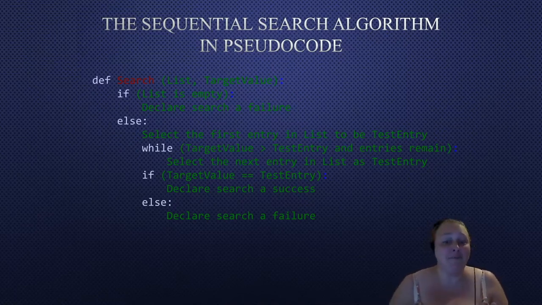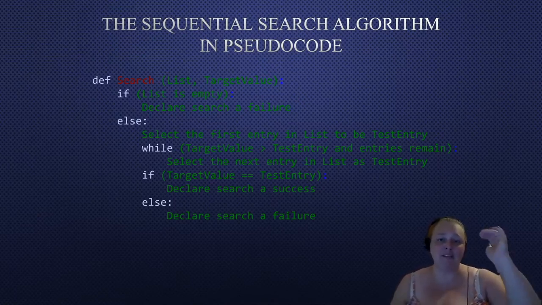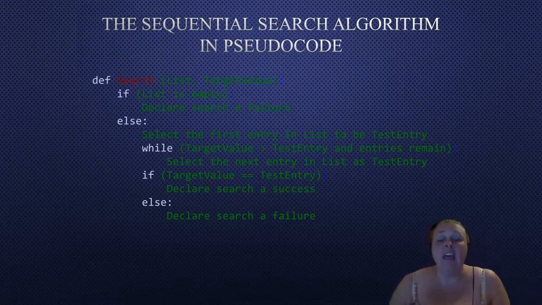If the list is not empty, we're going to select the first entry in the list to be the test entry. Okay. While my target value is bigger than my test entry, and we still have entries to look at, select the next test entry as test entry. So what it's doing is going through that list and taking the test entry to be whatever is the next one in the list. If what I'm looking for is the one that I found for test entry, then I found it. Okay, so I'm going to declare the search a success and I'm done. Otherwise, your search is a failure.